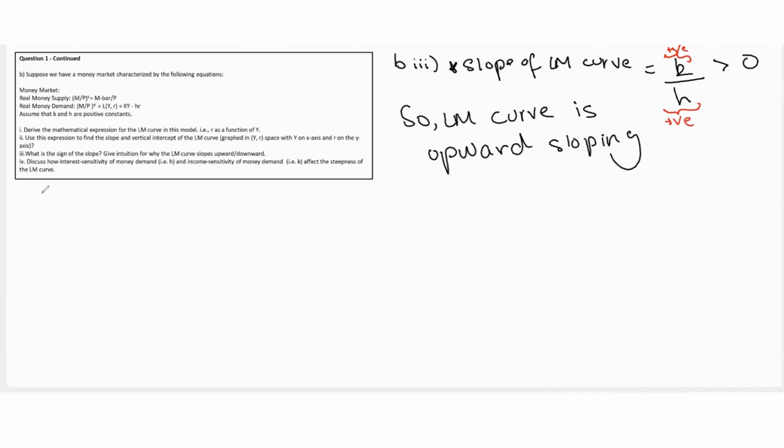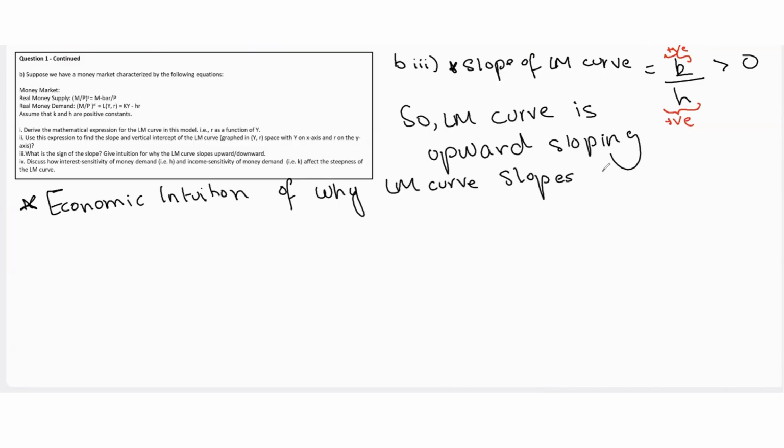So now let's look at the economic intuition of why the LM curve slopes upwards. So let's see. Now we know how we derive the LM curve. We derive the LM curve by varying output income and seeing what happens to the interest rate to maintain money market equilibrium. Right. So what happens is when income increases, money demand increases.